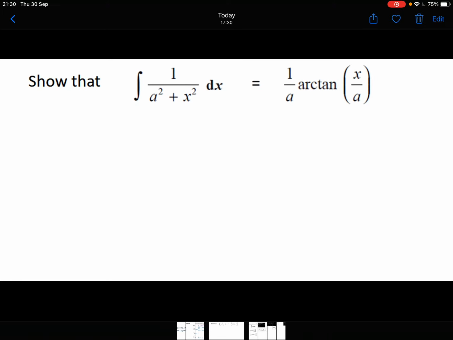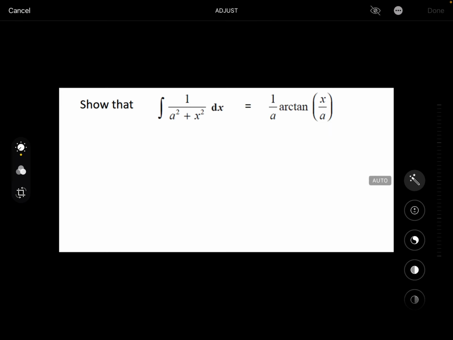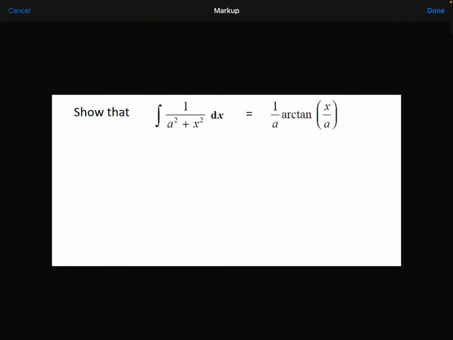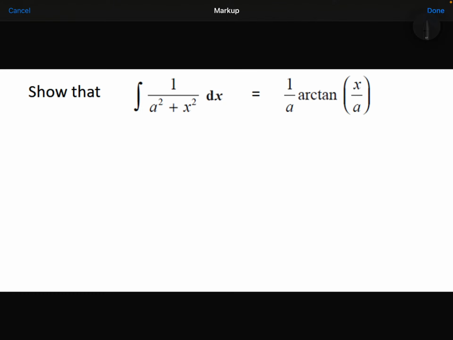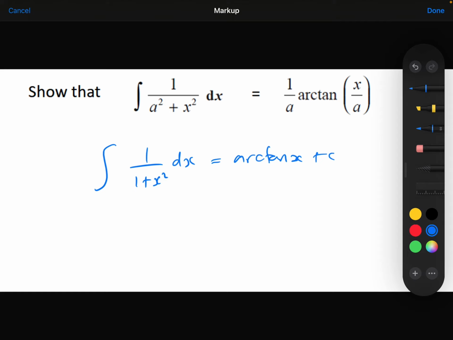What about more complicated results though? What about this one? We just saw a moment ago that this integral gave me arc tan. Now notice the only difference here is we've got an a squared, a constant, on the bottom, rather than this. So what I'm thinking is, can I rewrite this? Actually, this isn't an a squared here, this is a 1.